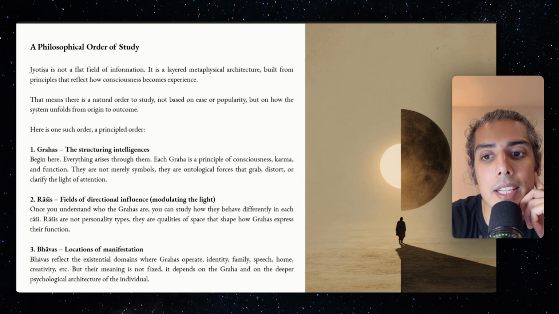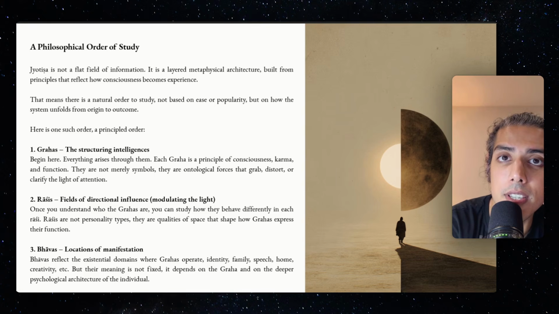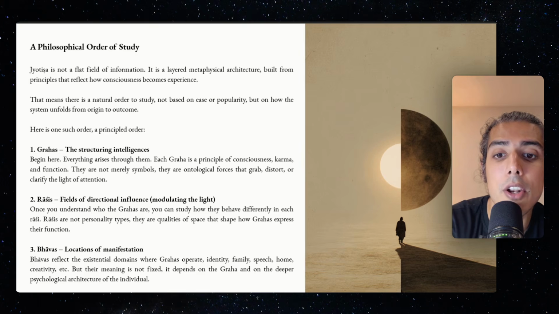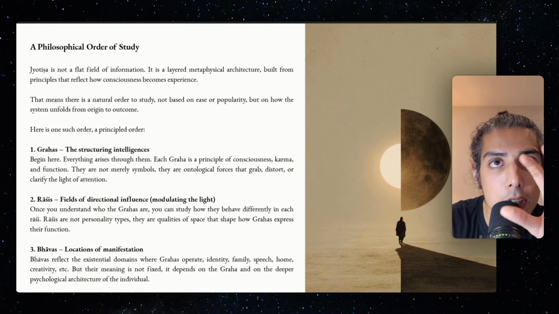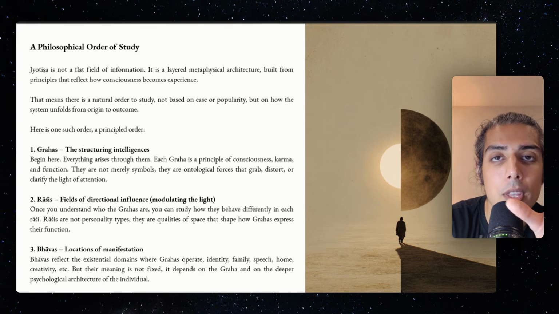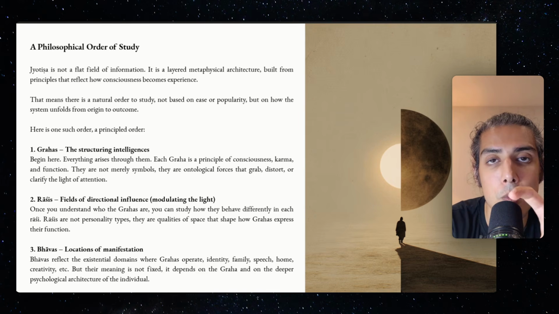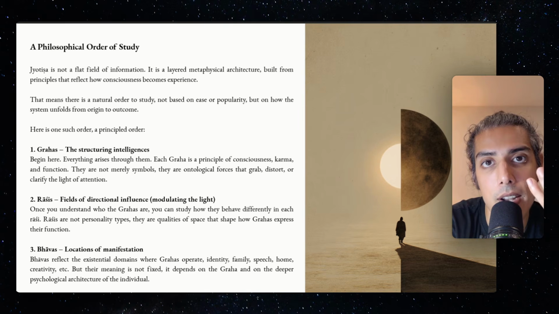So bhavas reflect the existential domains where grahas operate: identity, family, speech, home, creativity, etc. But their meaning is not fixed. It depends on the graha and on the deeper psychological architecture of the individual. So it has to be modulated, it has to work together. Rashis and bhavas have to work in tandem, and the grahas also.